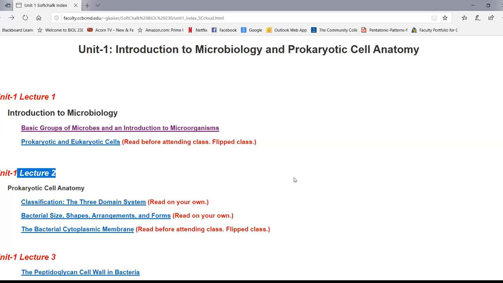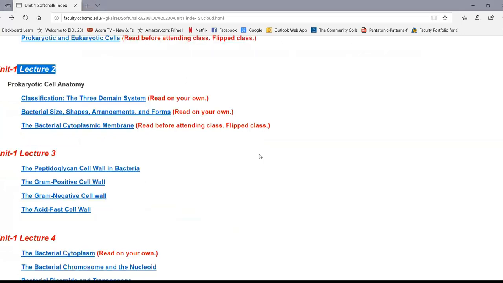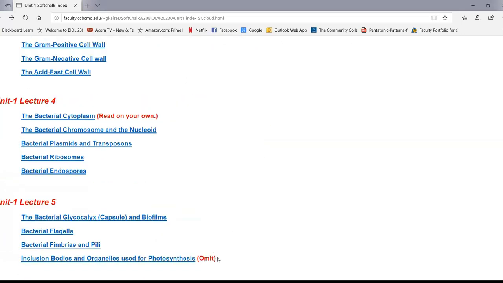There is one important thing, though, in the red that you will need to keep aware of when we're doing the online lectures, and that's any item that says omit, like the very last one in Unit 1, Lecture 5. So anytime you do see omit in red after a SoftChalk lesson, you're not responsible for that lesson, and it won't appear on a lecture exam.